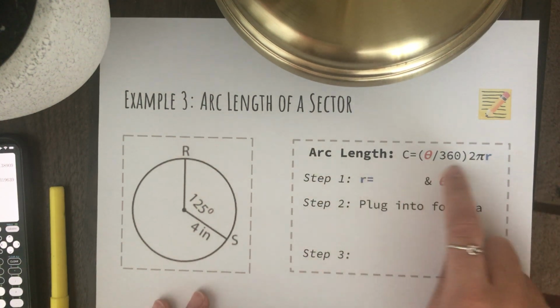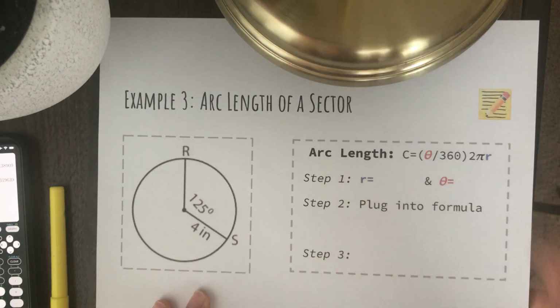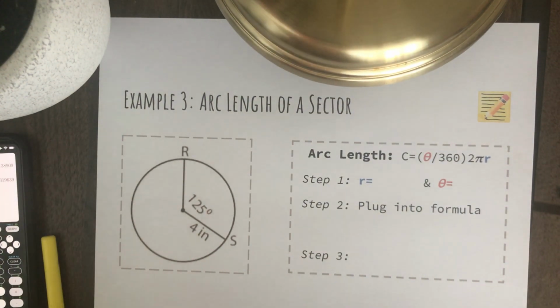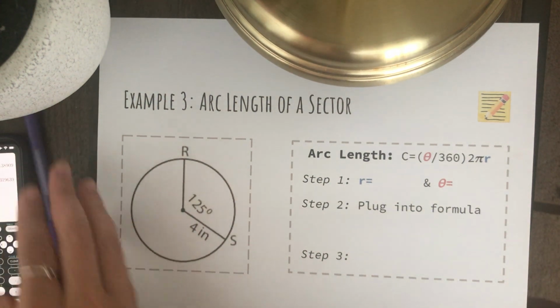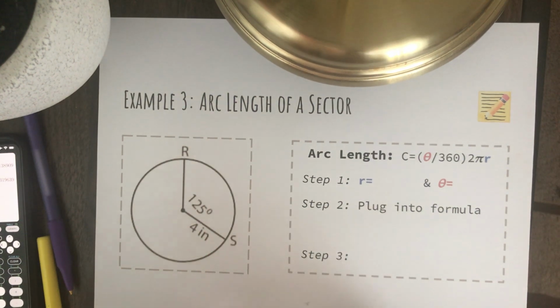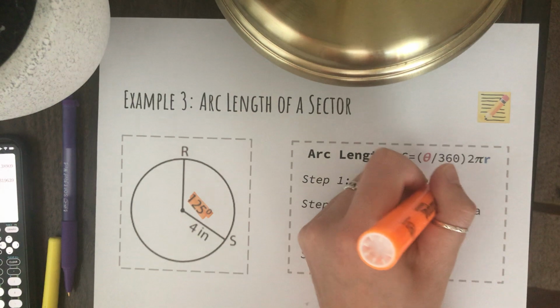So I've put the formula up here again for us. And I see I need to find r and theta, as I always do. So I'm going to go ahead and highlight those two for you guys. So theta, now here they didn't shade the circle for me, but I know they're talking about this theta right here. I'm going to highlight it orange. And I'm going to highlight this orange.